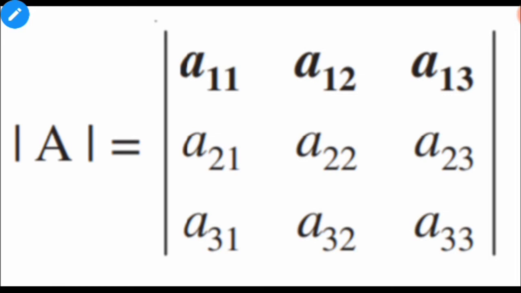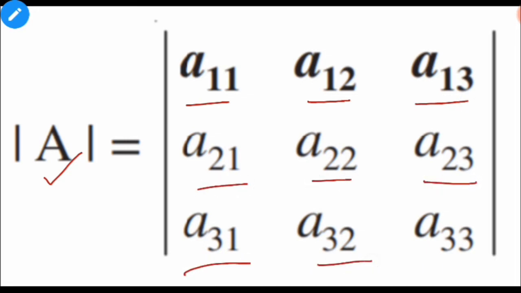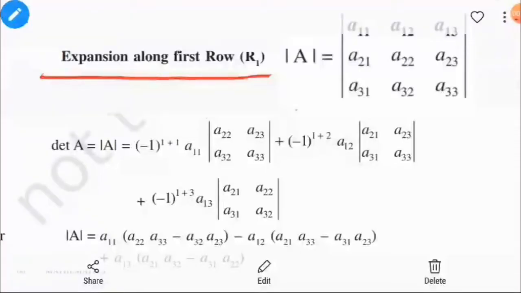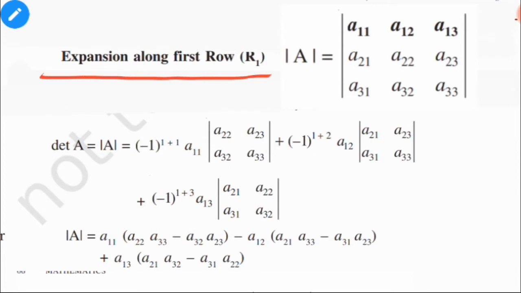Consider a matrix A and its corresponding determinant A equal to the determinant, a general determinant A11, A12, A13, A21, A22, A23, A31, A32, A33. We are going to expand this determinant along R1, along row 1. Now we are going to expand a 3 by 3 determinant along R1. Here is R1. R1 elements are A11, A12, A13. Then how to expand this determinant along R1?